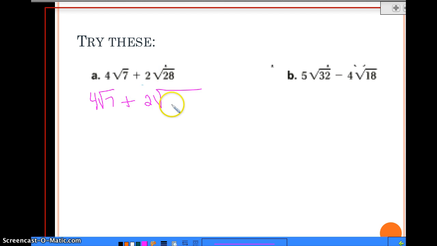The square root of 28 can be broken down to a perfect square of 4 and then times 7. The square root of 4 comes out as a 2. And then we're going to multiply that out by the leading coefficient.